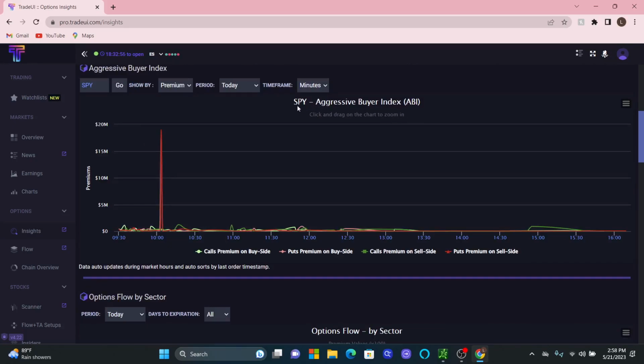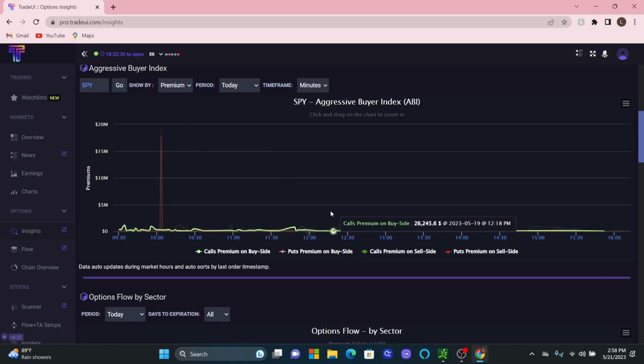It auto-populates the S&P 500, and it's going to show four things: call premium on the buy side, put premium on the buy side, call premium on the sell side, and put premium on the sell side. So what we can do with these four charts is actually predict short-term moves in the market and chase the smart money and capitalize on it.